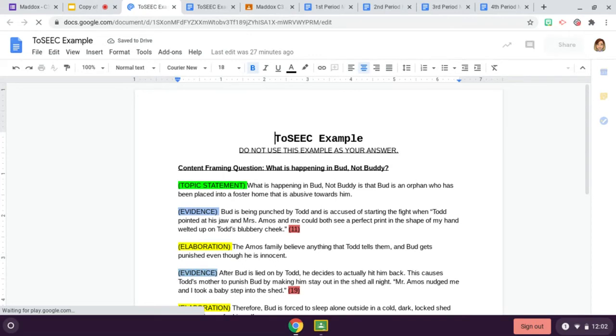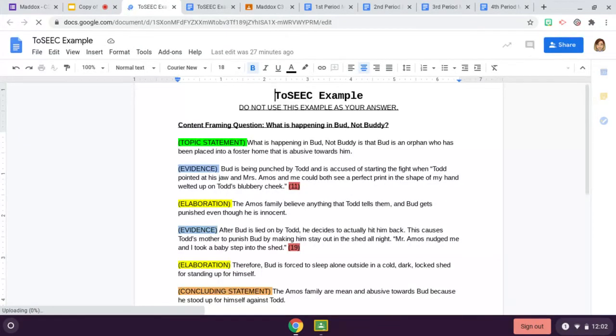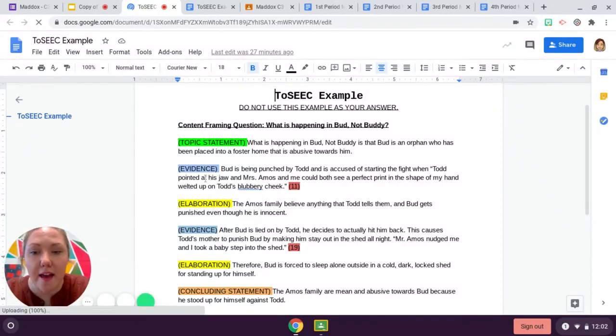Okay, so this is our 2 seek example. Notice that I put, do not use this example as your answer. I am the author of this example, and I will be able to tell that you just copied and pasted it. Okay, so your content framing question from last week, what is happening in Bud Not Buddy? This is the question that you all practiced writing your 2 seek with. Notice that I highlighted the topic statement, the evidence, the elaboration, and the concluding statement.